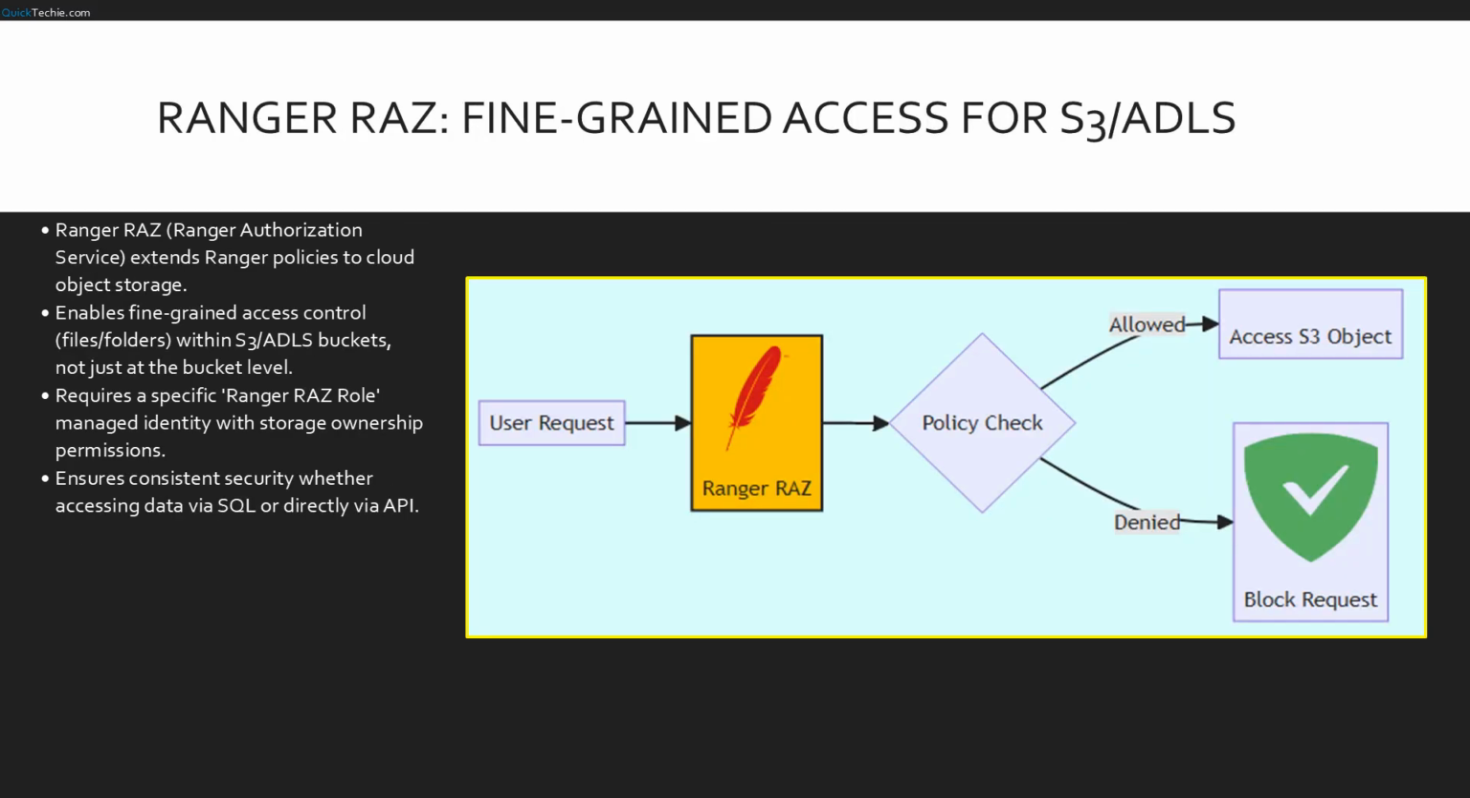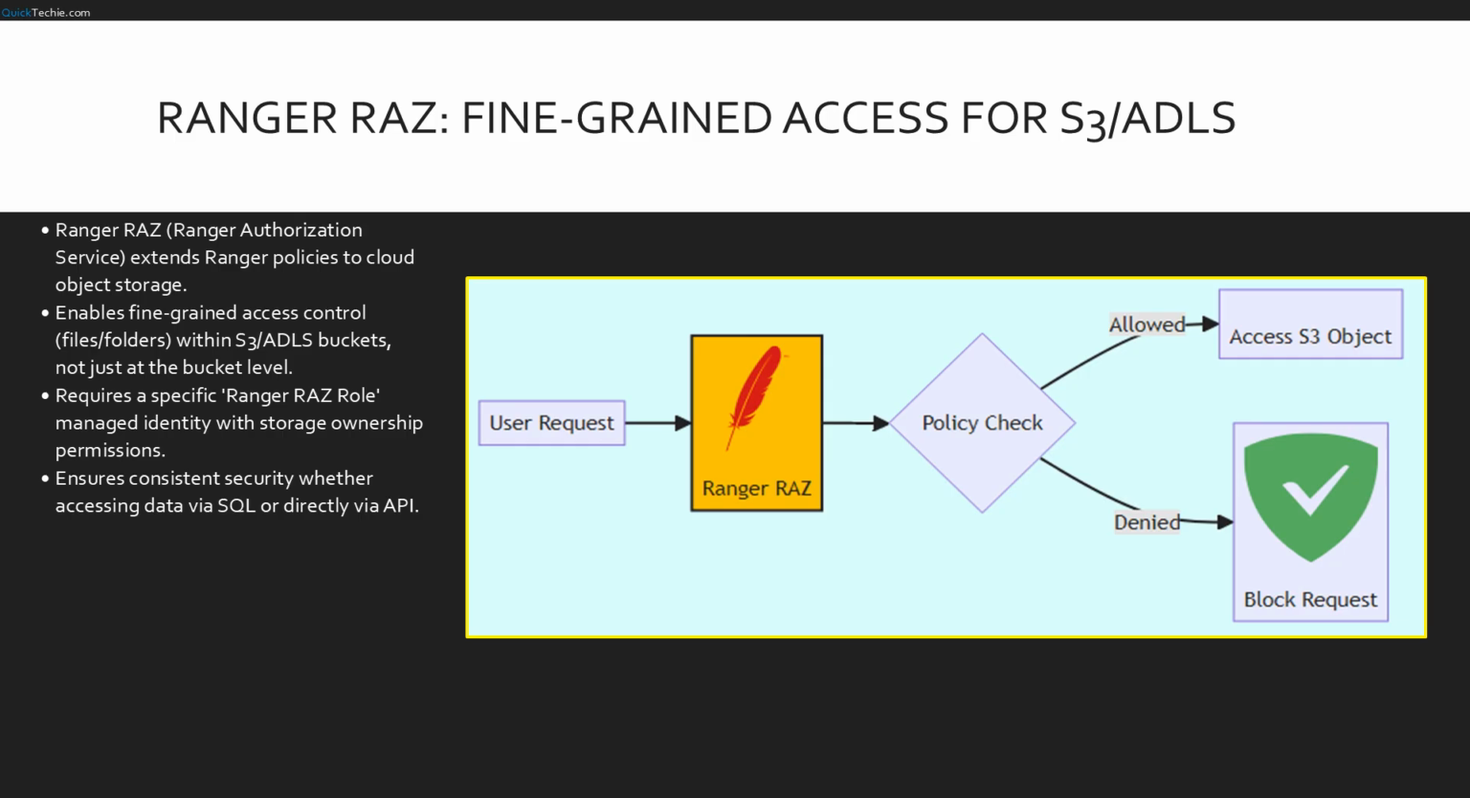A powerful feature of the CDP data lake is Ranger RAZ. Standard cloud IAM often only secures at the bucket level. Ranger RAZ allows you to enforce fine-grained Ranger policies down to specific folders or files directly on the Cloud Object Store. This means if a user tries to access a specific file in S3 or ADLS, the request is intercepted and validated against your Ranger policies. To enable this, you must configure a specific Ranger RAZ managed identity during environment creation and grant it ownership permissions on the storage container. This unifies your security posture across SQL and direct storage access.